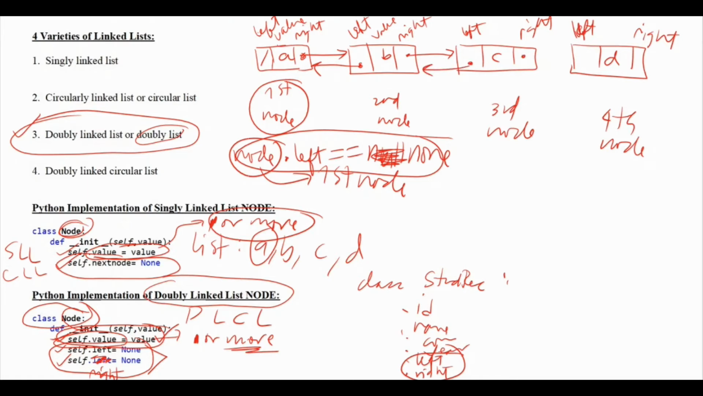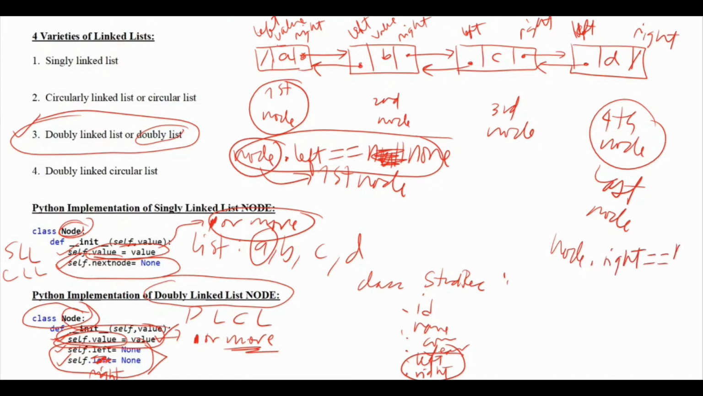The right pointer of C points to D and the left pointer of D points to C. And the right pointer of D, being the last node, is also null. So how do you know that this is the last node? If the right pointer is equal to None, if this is the Python programming language, then this node is the last node.